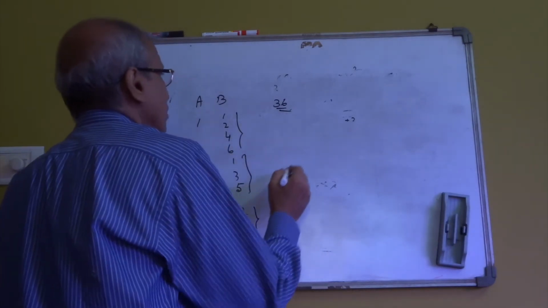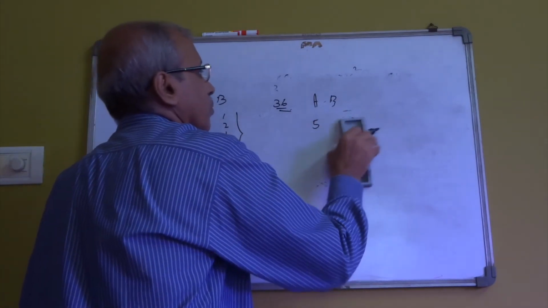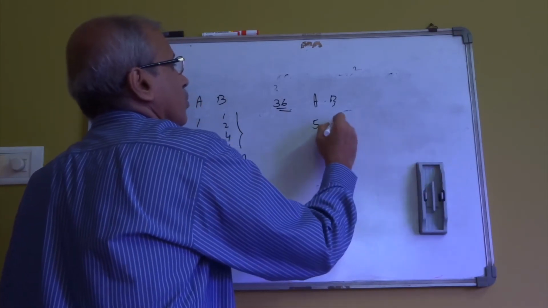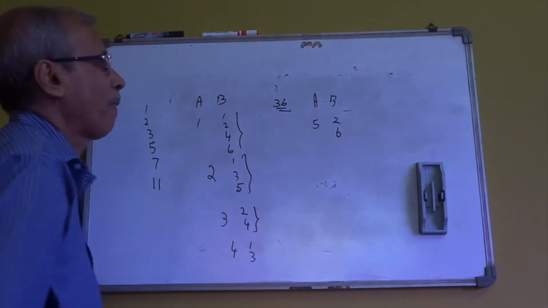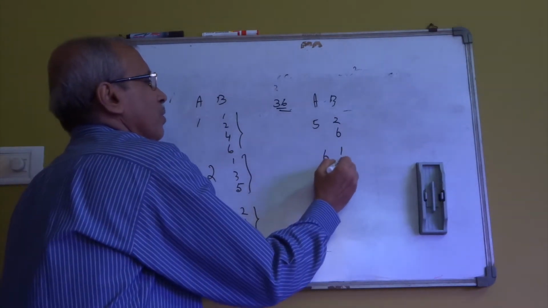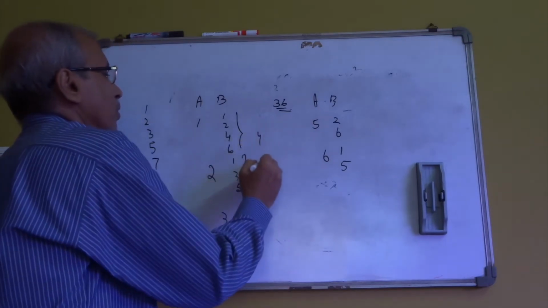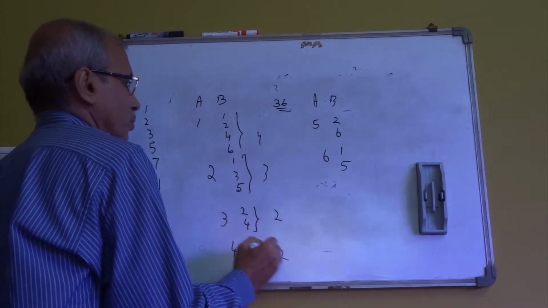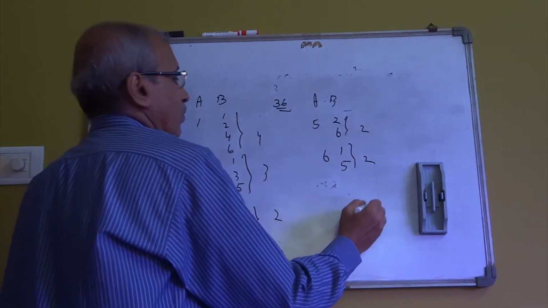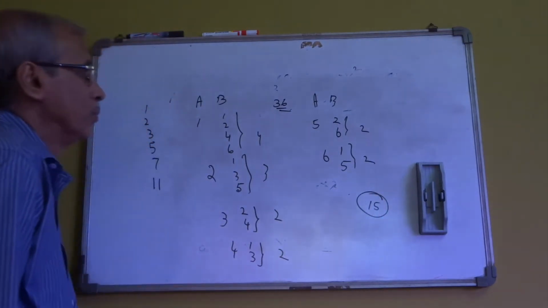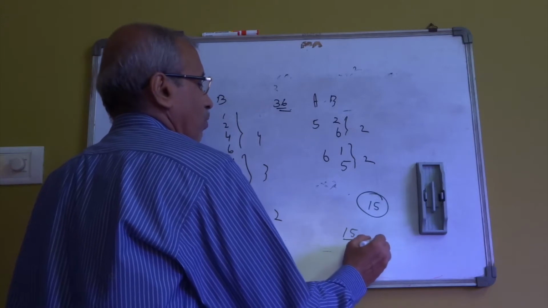Then A is 5, 2, 6, 11, 6, 1, 7, 5. So in total you have prime number possibilities 4, 3, 2, that is 15. Total is 36. So the probability is 15 upon 36, or 5 by 12.